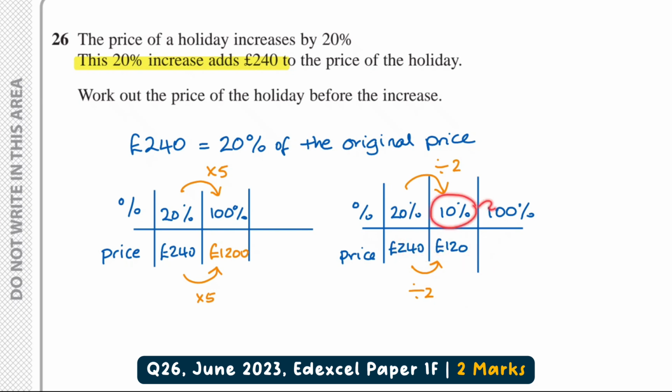And from 10% to 100%, it's getting bigger, so we're going to multiply, and that's multiply by 10. And because we've multiplied by 10 here, we also need to multiply 120 by 10. And once again, we get £1,200.